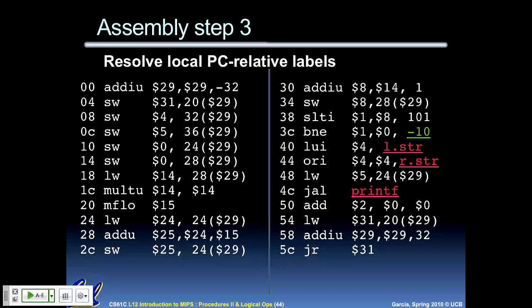Well, I guess one step you can do is anything that's PC relative you can patch up. So this branch here to loop, that's just local, so you can just do that within the single file, just minus 10 instructions.